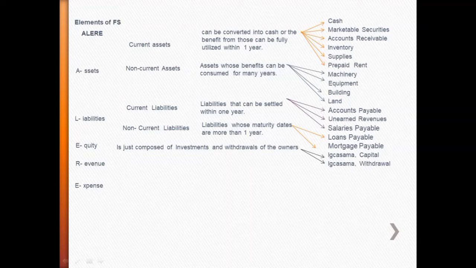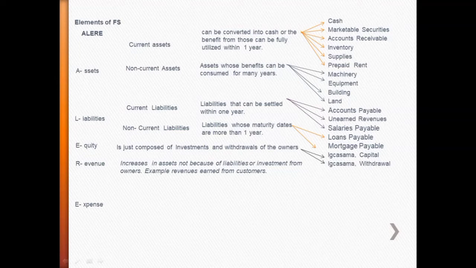Next is revenues. There are a lot of revenue accounts, but before we go to the sample accounts, let's define first revenues. These are increases in assets, but not because of borrowing funds or investment from owners. Examples are revenues earned from customers. When you earn revenues from customers, of course, your assets will increase, but not because of borrowing funds from, let's say, a bank or investment from owners, right? It can also be decreases in liabilities, but not because of payment of a debt.